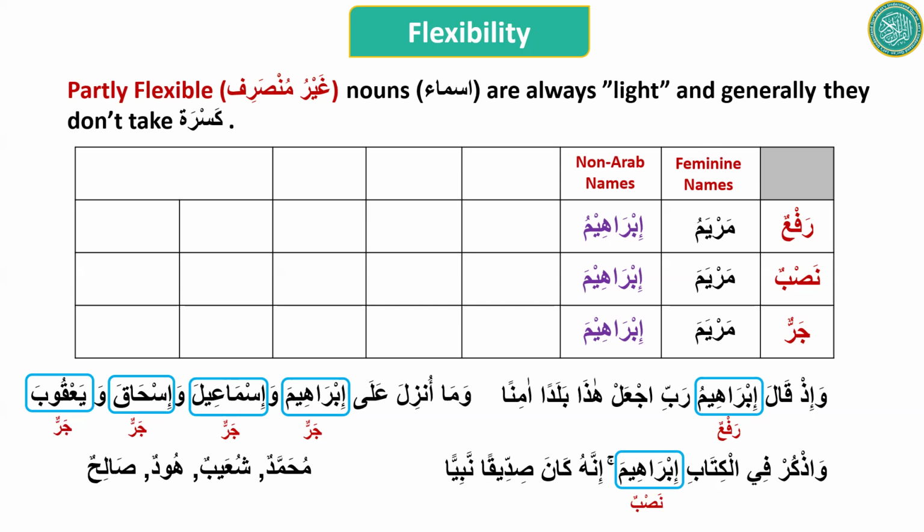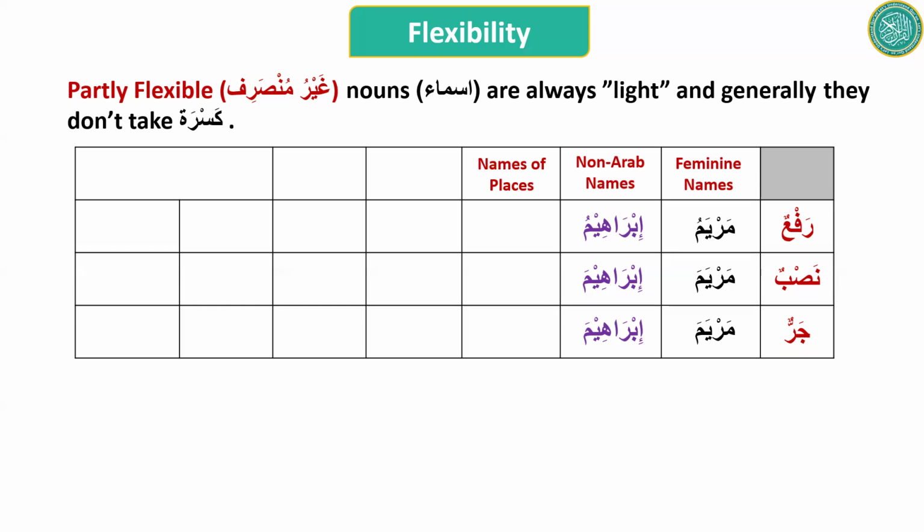So Muhammad, you see Muhammadun, it is heavy. Shu'aibun, Hudun, Salihun, they are all heavy because they are fully flexible. They are considered Arab names. They are not non-Arab names, grammatically speaking. So they are fully flexible.